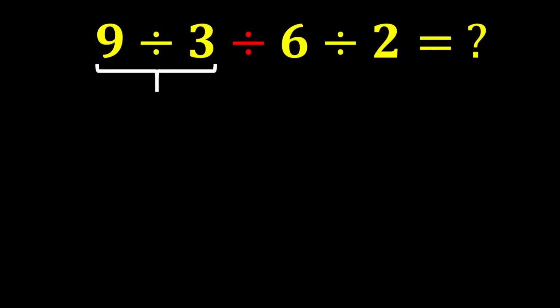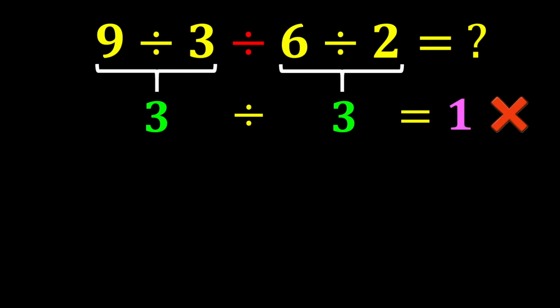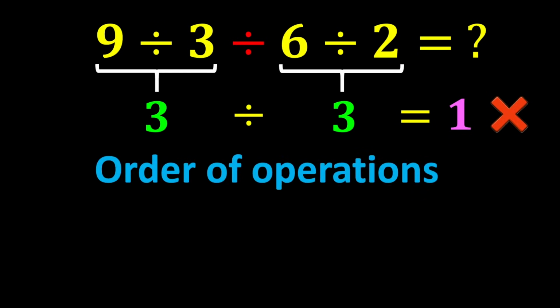9 divided by 3 gives us 3, and 6 divided by 2 again gives us 3. In the end, 3 divided by 3 gives us 1. But this answer is not correct because we did not follow one of the most important rules in mathematics called the order of operations. The order of operations tells us that when we face a mathematical expression, we cannot start solving it from anywhere we like.